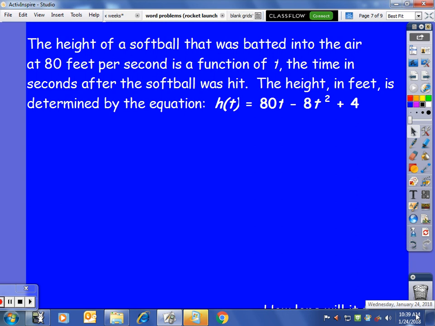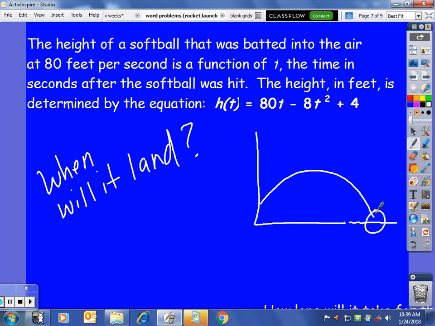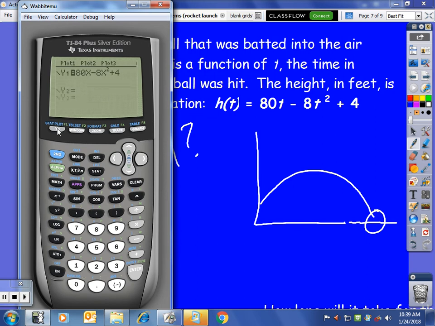Okay, back to our question here. When will it land? Please find that. What am I asking? The positive root. When will it land? It's going to land right there. I want the positive root. So I put in y equals 0. And remember, I want the positive one. I'm going to calculate where they intersect. First curve, second curve, guess.